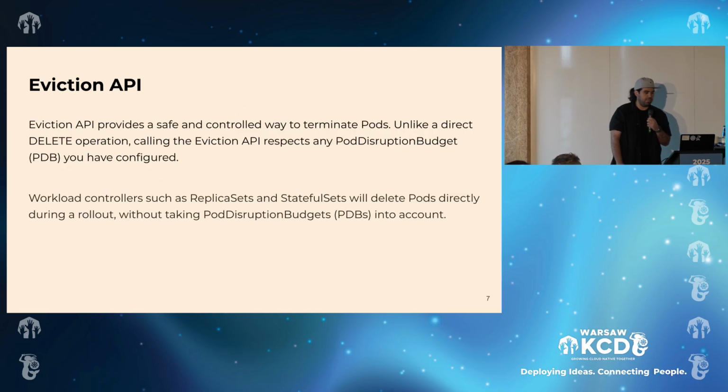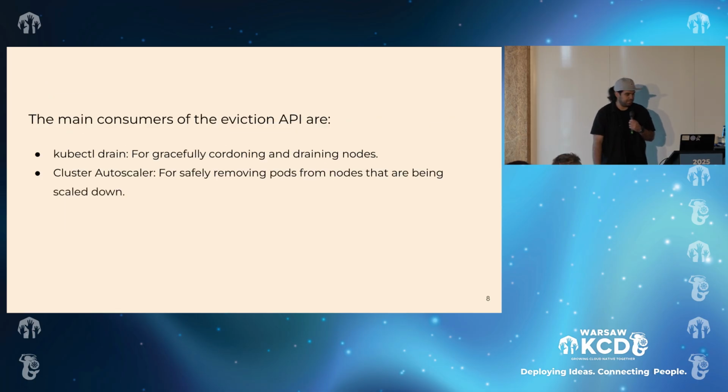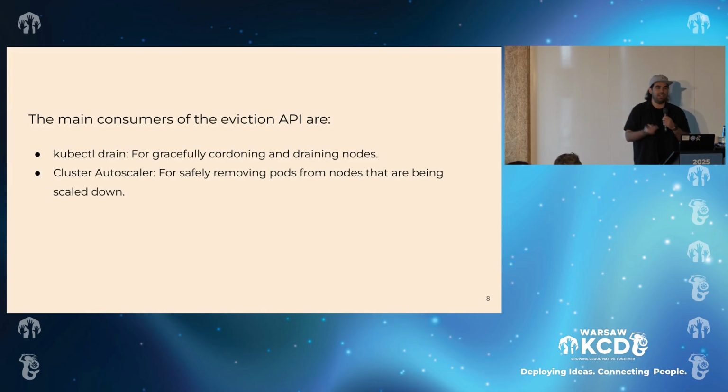So let's start with the Eviction API. The Eviction API is the mechanism that provides a safe and controlled way to terminate pods in Kubernetes. Unlike the direct delete operation, which deletes the pod, it respects your PDBs, which stands for pod disruption budget. But the workload controllers in Kubernetes, such as StatefulSets and ReplicaSets, do not actually rely on them. That's why they have their maxUnavailable field in their spec. So the Eviction API is used quite limitedly, and in general mainly for two reasons. One is the kubectl drain command, and the other is the cluster autoscaler, where it tries to safely remove nodes from your cluster.